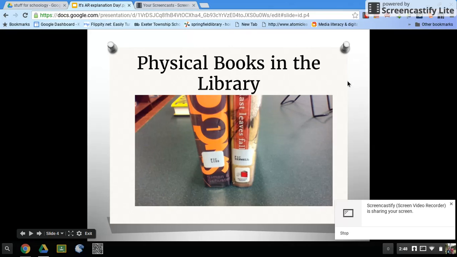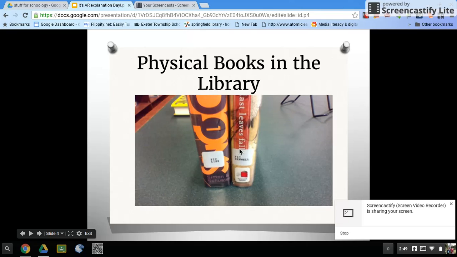How do you know when you look at a physical book in the library and you're not looking at the card catalog, you're just browsing the stacks? How do you know that that book is AR? Well, you can look and see just by looking at the spine of the book. If you notice, the book on the left says fiction list, but then underneath it, there is no little sticker of a red book. That means that this book is not yet an AR book. It does not yet have an AR test.